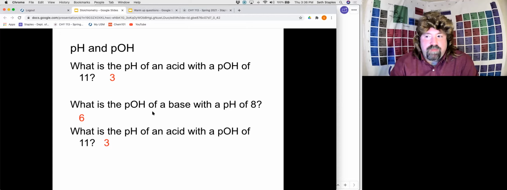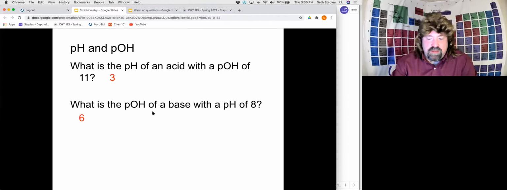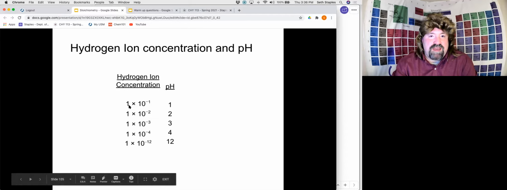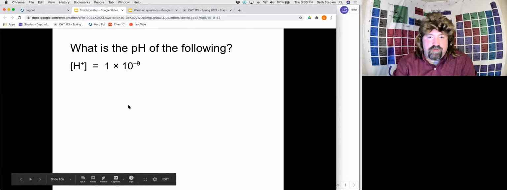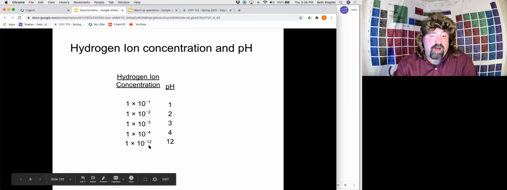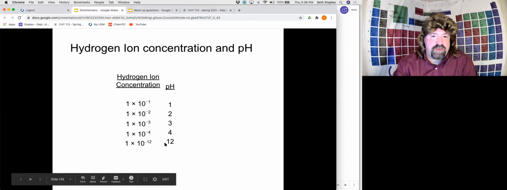Hopefully you came up with these answers. Here we're just looking even closer at that power of 10 relationship. Like I mentioned, we're looking at very wide ranges. We could have hydrogen ion concentrations of anywhere from 1 times 10 to the first, all the way down to maybe like 1 times 10 to the negative 12th. And that would give us these resulting pHs.